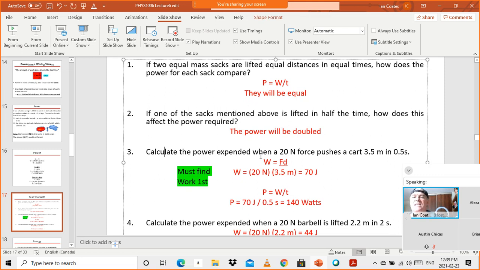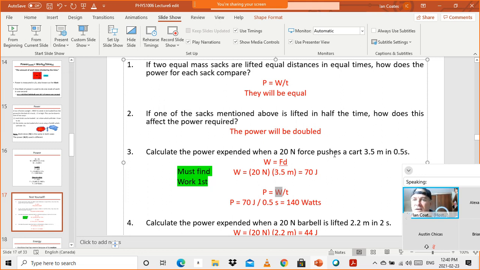Calculate the power expended when a 20 Newton force pushes a cart 3.5 meters in 0.5 seconds. So calculate the power. Power is watts, work divided by time. Do I have work? I've got newtons and I've got meters. No, I don't have work. So then I've got to go back to my formula. Whatever you need for the formula that the question is asking you, if you don't have work, then jump back and find a formula for work that fits.